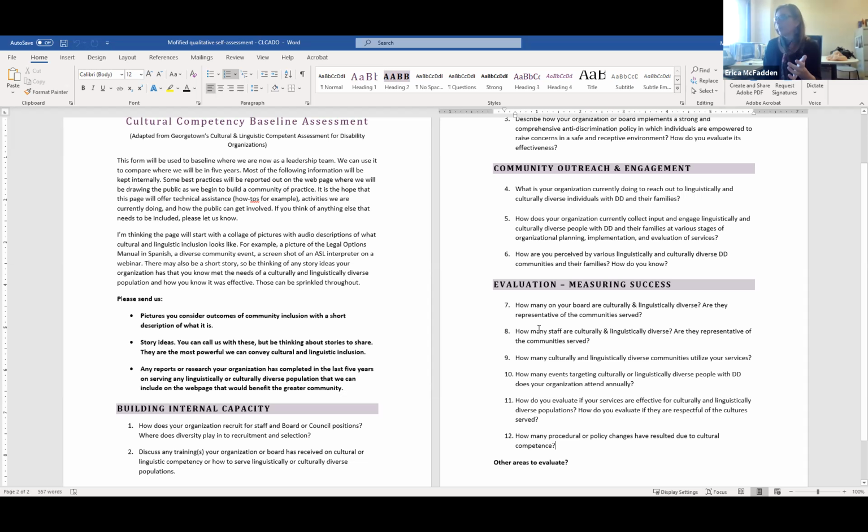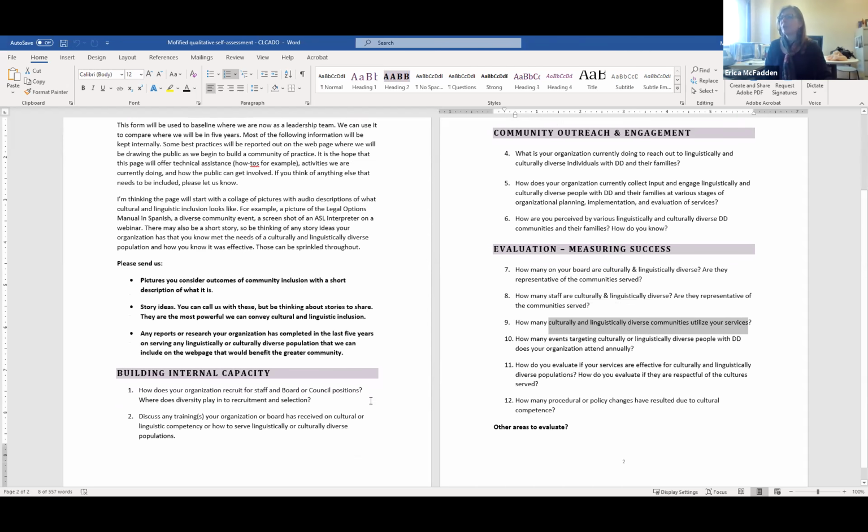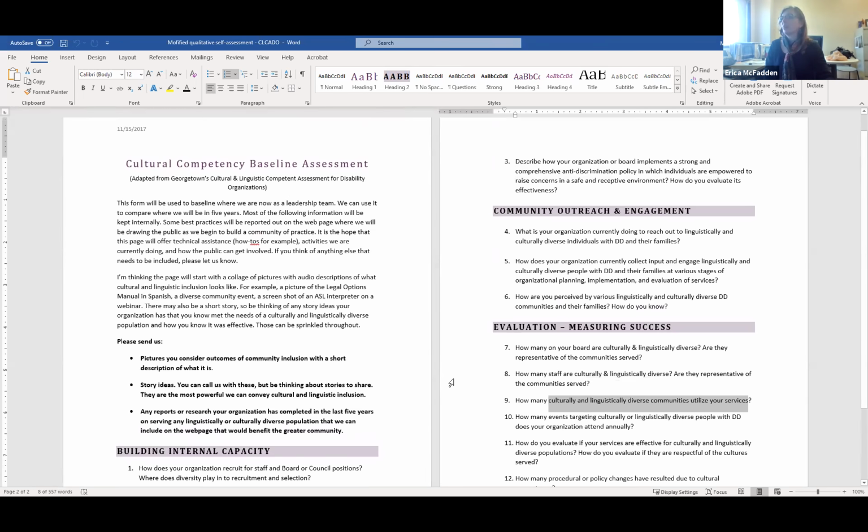And then this last part, the evaluation measuring success. These are all the quantitative numbers that people are interested in: how many are on your board, how many staff are culturally linguistically diverse, how many linguistically diverse communities utilize your services. Do you have data to be able to track that? So these were some of the things that they had looked at, and we had actually looked at a bunch of tools. Culture was one. I actually had research students go look to see what else was out there. We just pulled from what was relevant to what we were doing from that Colcato tool. And the group basically decided these were the top areas that they were concerned about.